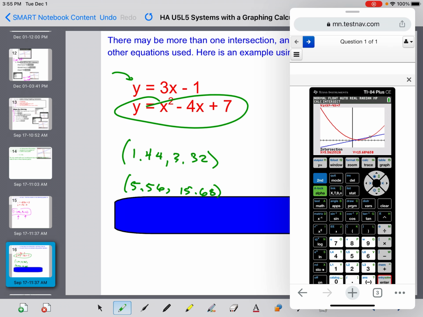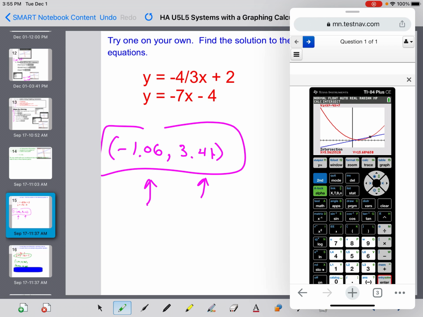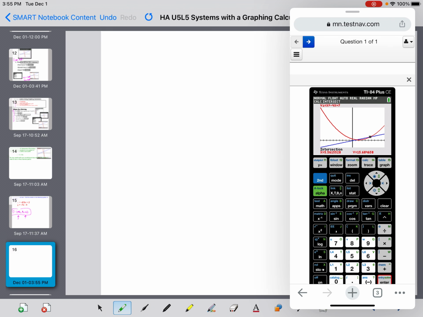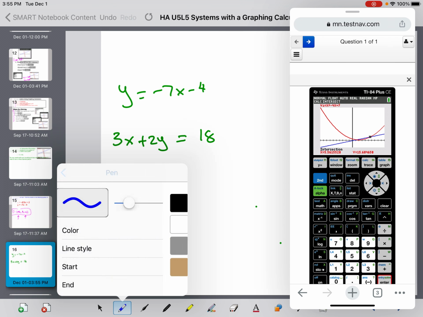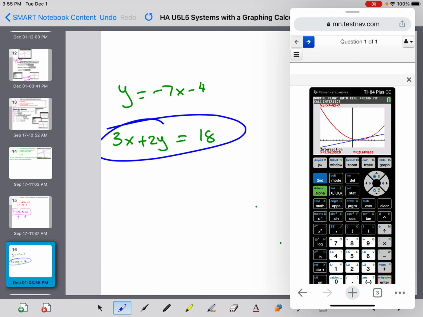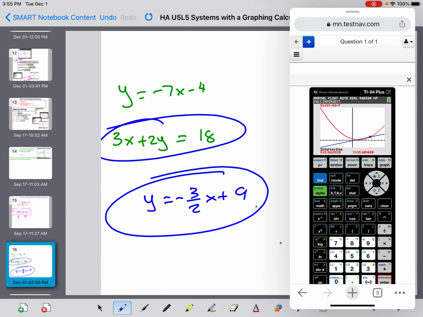Again, the only thing that we didn't really cover is if your equation is in standard form. So let's say you have this -7x minus 4, and then your other equation is like 3x plus 2y is equal to 18. You'd just have to rearrange this guy before you can put it in your y equals spot. So subtract 3x, divide by 2, just like we had practiced before. That one you'd type in like this.